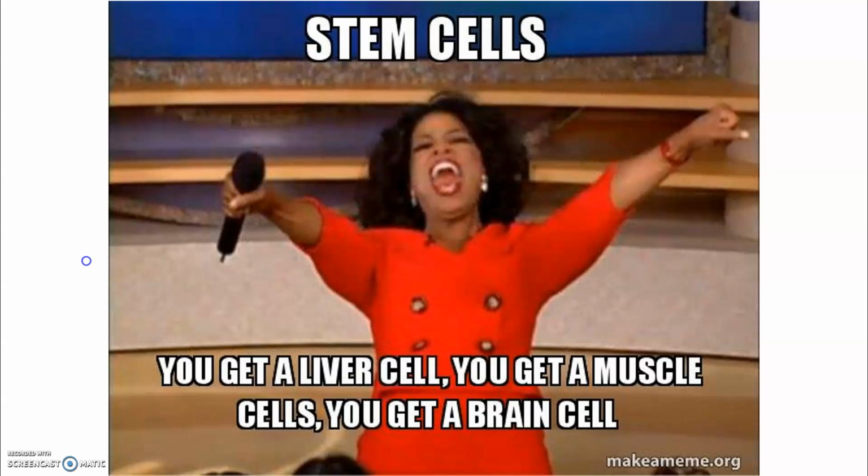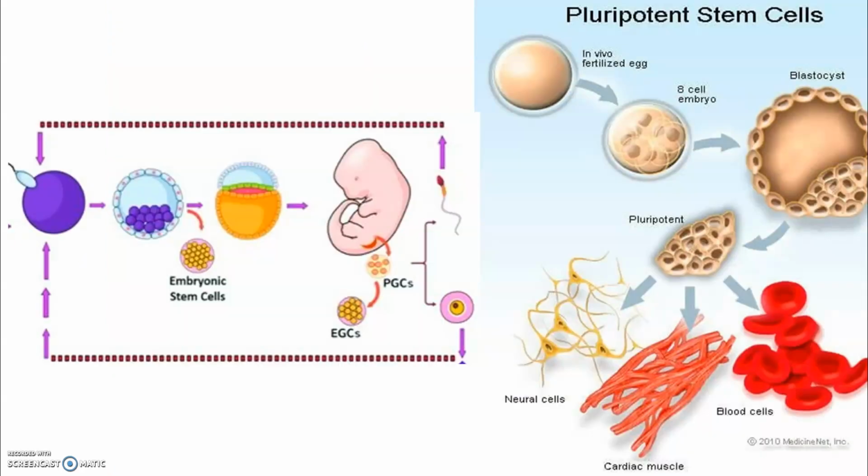Turn our attention to stem cells and the potential of stem cell therapy. So if you look at the screen, it's stem cells. You get a liver, you get a muscle, you get a brain cell, because essentially the idea of a stem cell is that it can give rise to a lot of different cell types. So where do we get those?